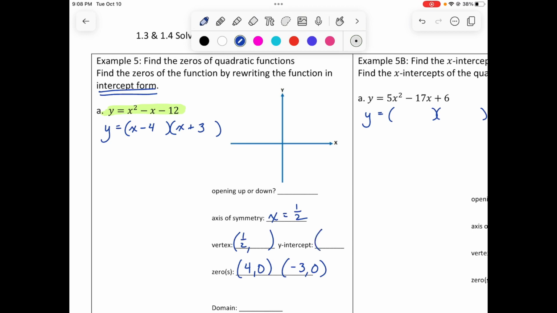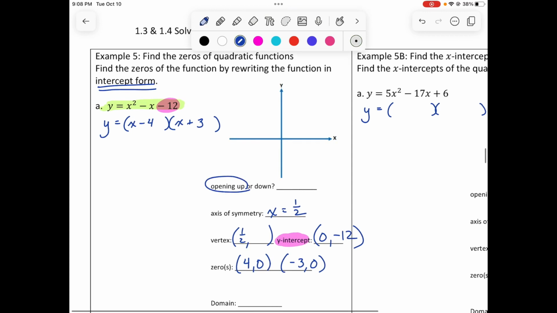All right. Now let's look, the y-intercept is going to be 0, comma, and then for this, it would probably be helpful if we looked at the c value, right? That's going to get us our y-intercept. So from standard form, 0, negative 12. This parabola is opening up, right? And the domain is still going to be negative to positive infinity.